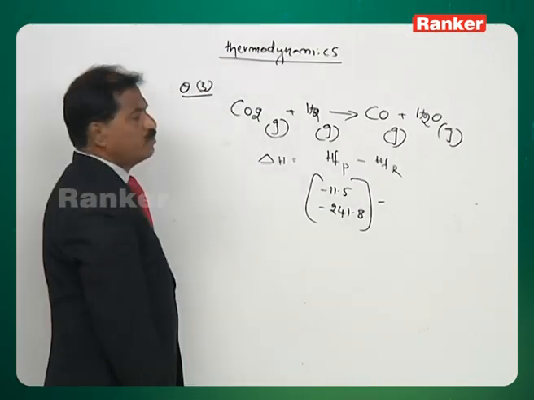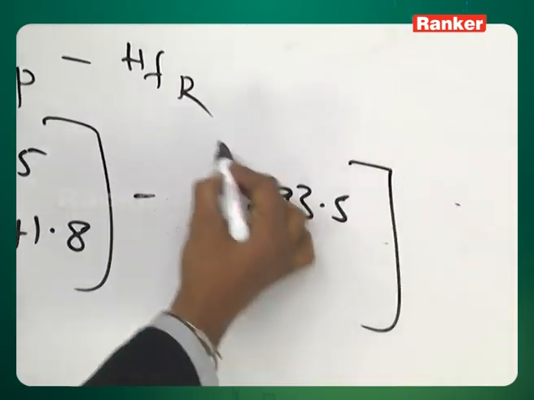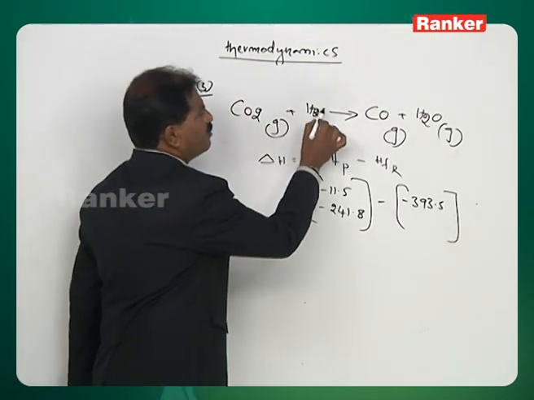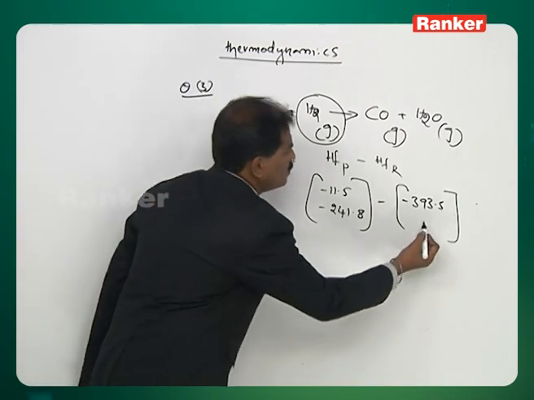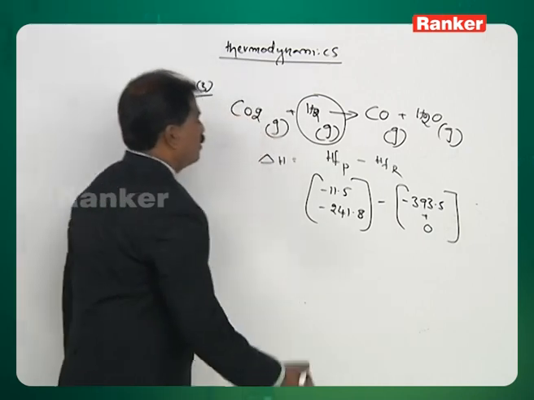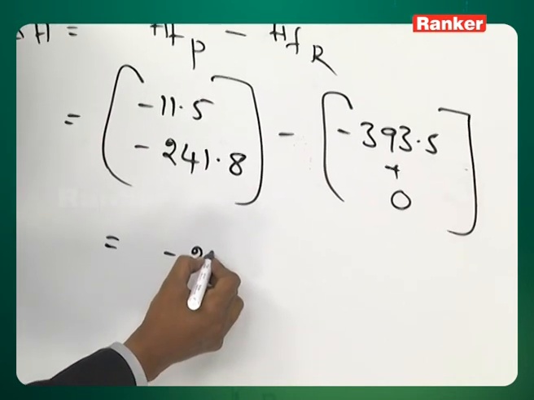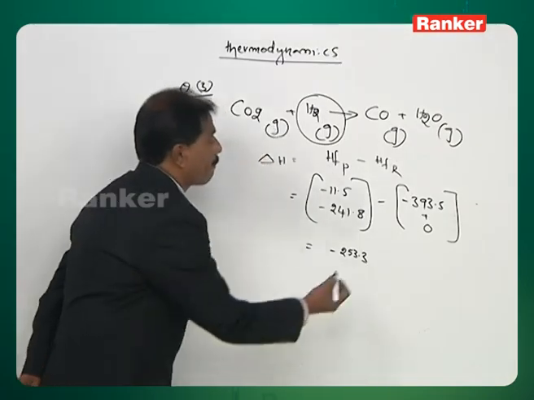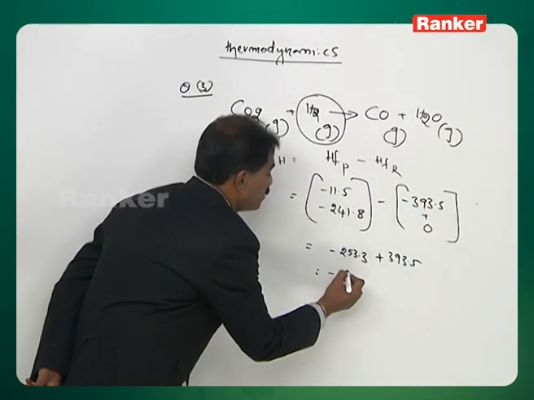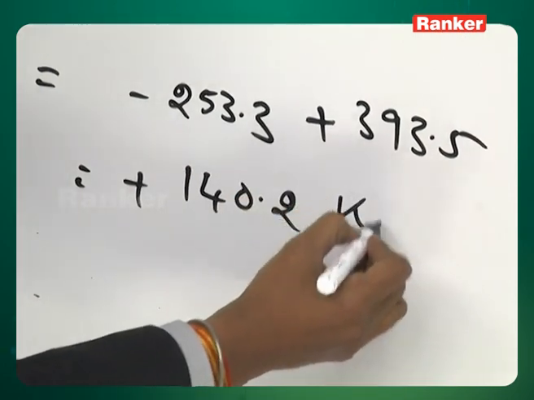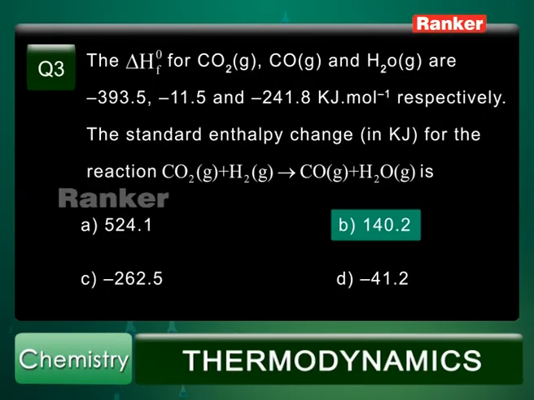Next, the enthalpy of formation of CO2 is given as minus 393.5. Next, the enthalpy of formation of hydrogen. See, the standard enthalpy of formation of elements is always 0. Therefore, this other value is 0. Now we want the result. The total enthalpy change of the products is minus 253.3 minus of minus 393.5. So the answer is plus 140.2 kilojoules per mole. So answer is B.